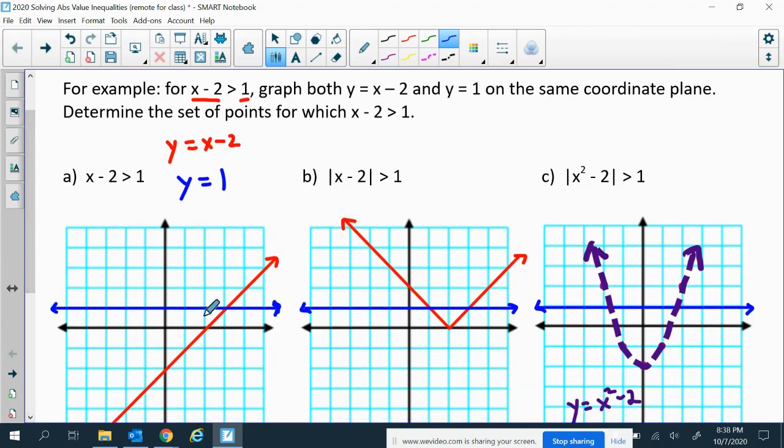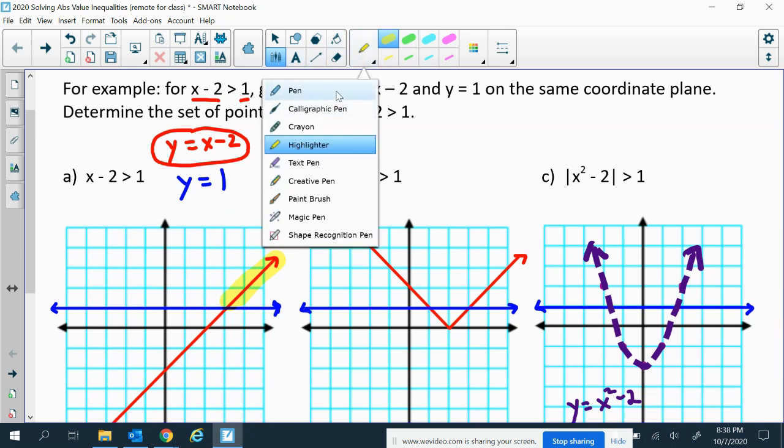Then we want to figure out where the red one, this x minus 2, has greater y values than the blue one, which means where the red graph is higher than the blue graph. If I look at that, it's going to be where x is greater than 3.